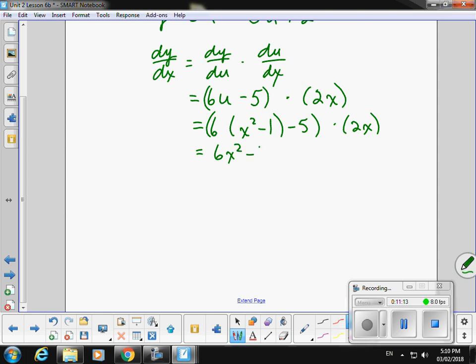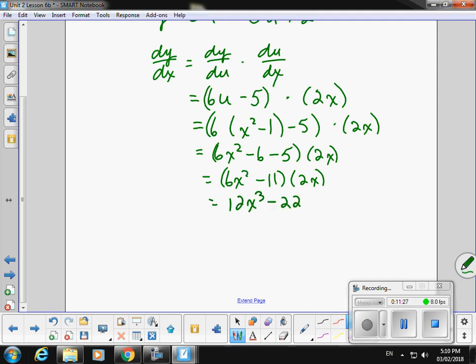6 times x squared minus 1, subtract 5, times 2x. I seem to be taking the long road here. 12x cubed subtract 22x.